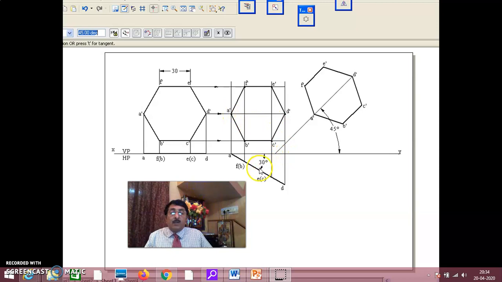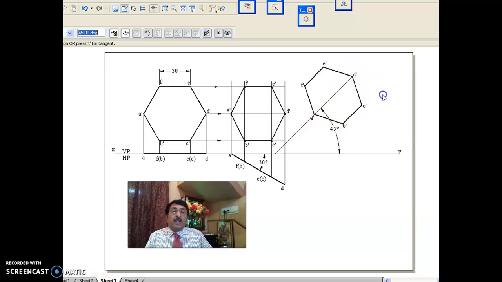As long as the inclination to VP is constant, even if you rotate this lamina in any possible way, the front view does not change. That is why this second stage front view is the same as the third stage front view, because the inclination to VP remains the same. I have rotated in such a way that, keeping the inclination to VP constant at 30 degrees, the front view of the diagonal containing the corner is inclined at 45 degrees to HP. That's why A dash D dash is inclined at 45 degrees to HP.